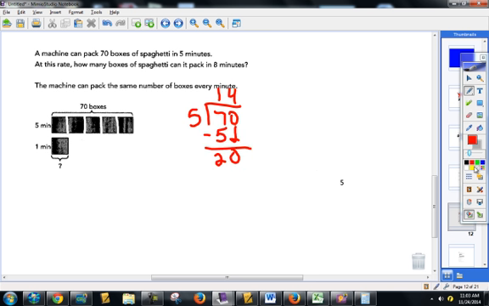It's going to be 14. So that means that each one of these sections is representing 14 boxes getting completed every minute. Therefore, we know that every 1 minute is going to be 14 boxes. Okay? So if we know now that we can pack 14 boxes in 1 minute, then we could just do 14 times 8 to figure out how many boxes we could do in 8 minutes, or you could model it.